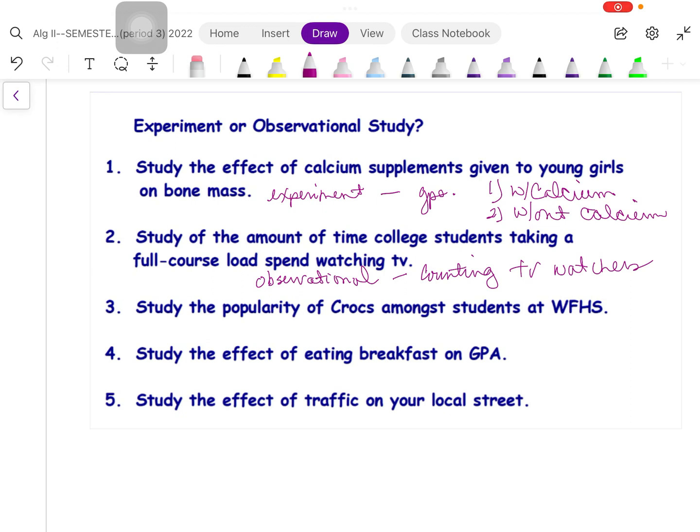Third, study of popularity of Crocs amongst West Fargo High School. Would you run an experiment or would you simply observe? That again would be observational. I would just watch and count how many are wearing Crocs.